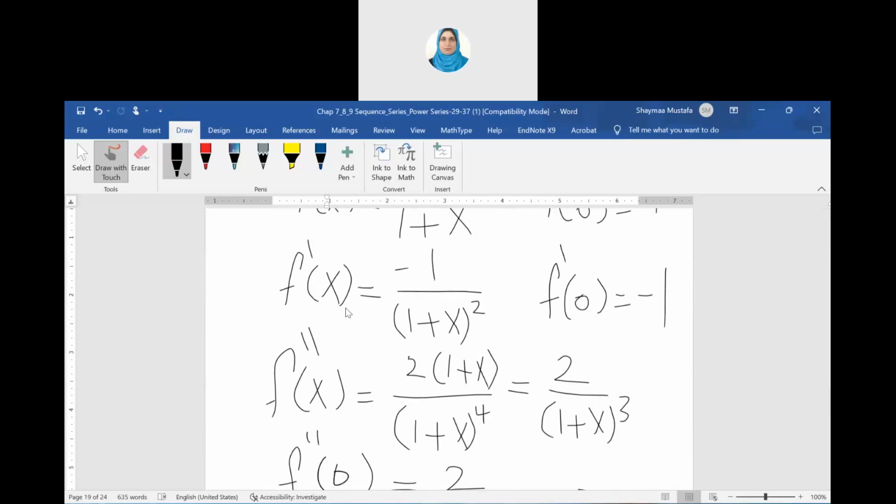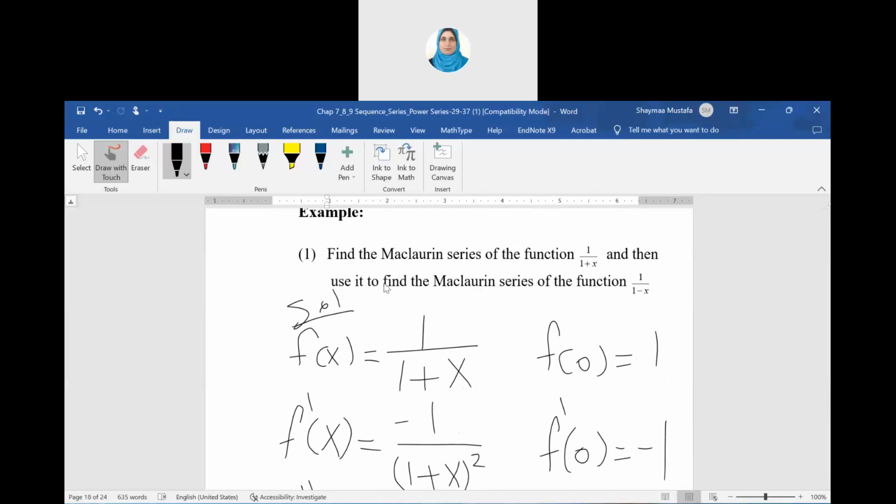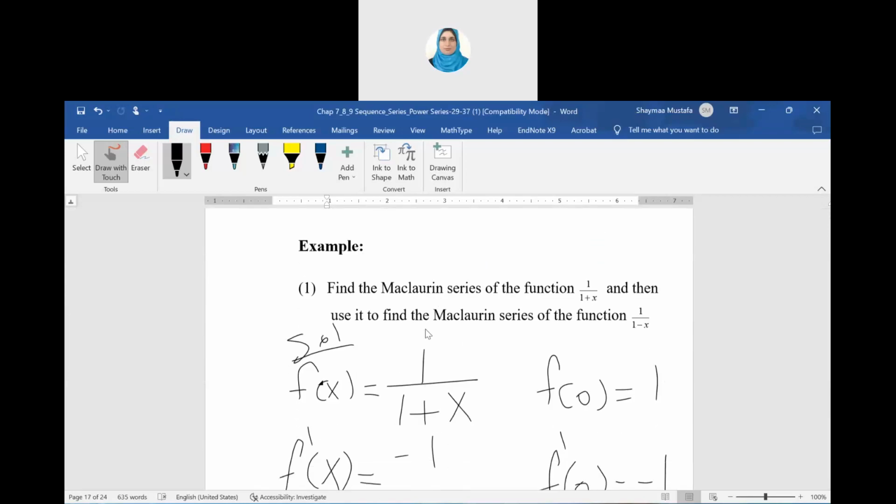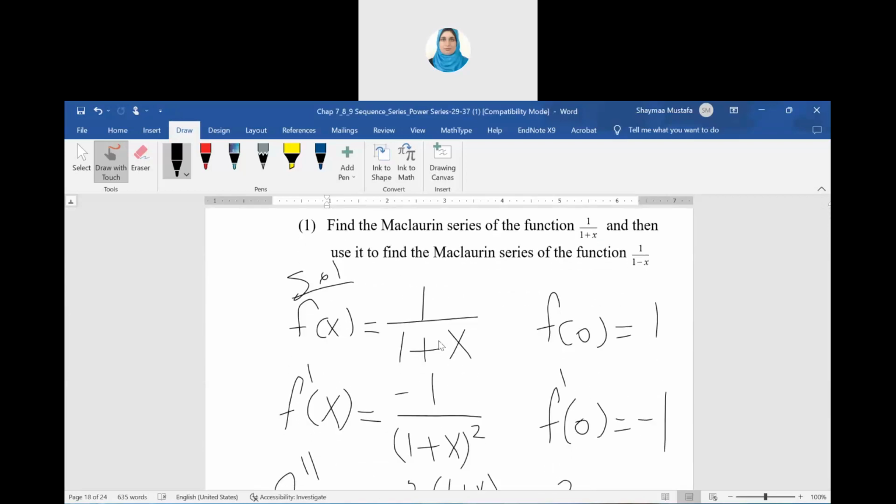How we get it again? This is your function. You need to apply the theorem to find the Maclaurin series. So this is the function. First, Maclaurin means that x should be equal to 0. All the terms will be calculated at x equals 0. So first, f at 0, f of 0 is equal, substitute x by 0 here. So 1 over 1, which is 1.